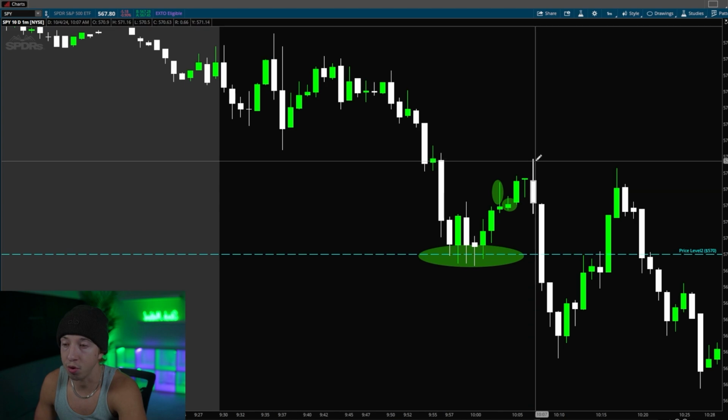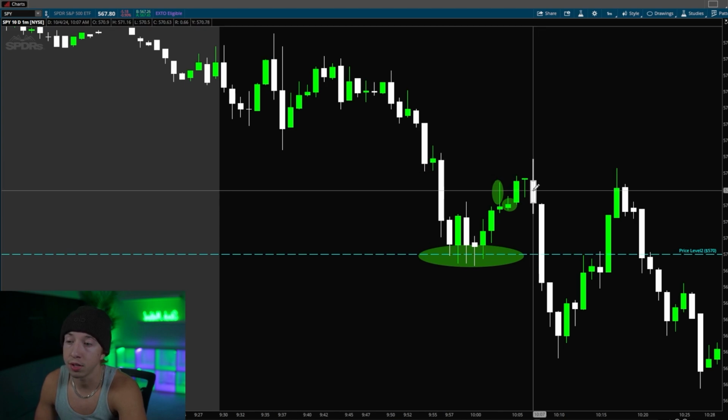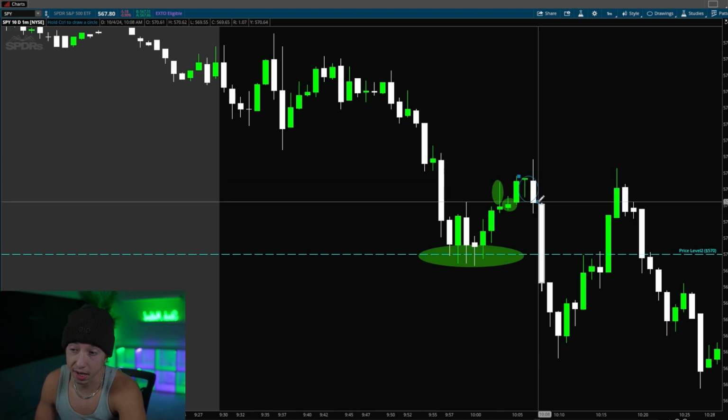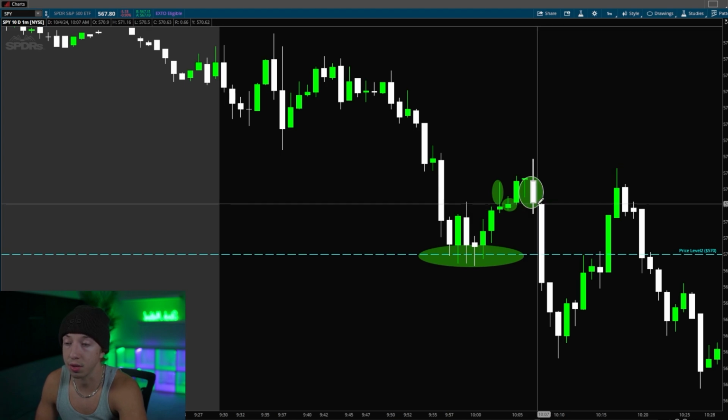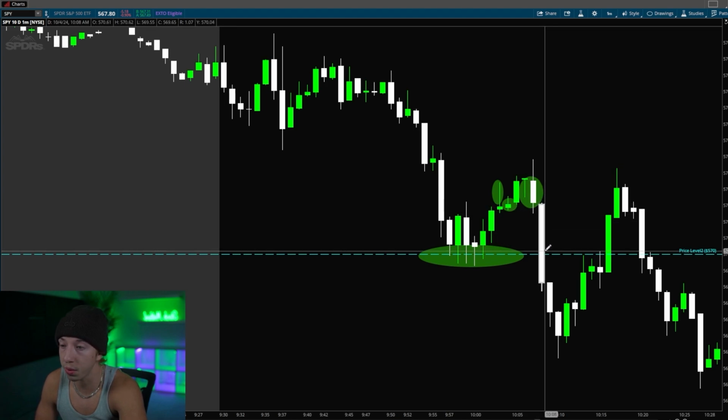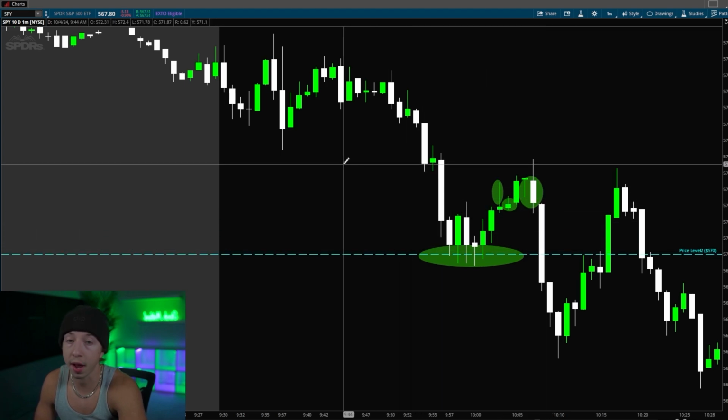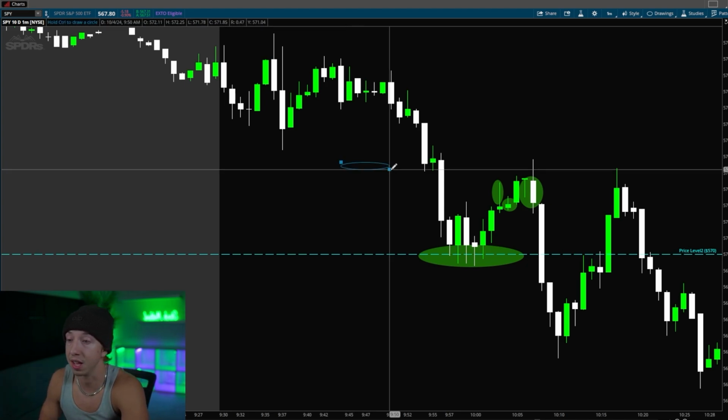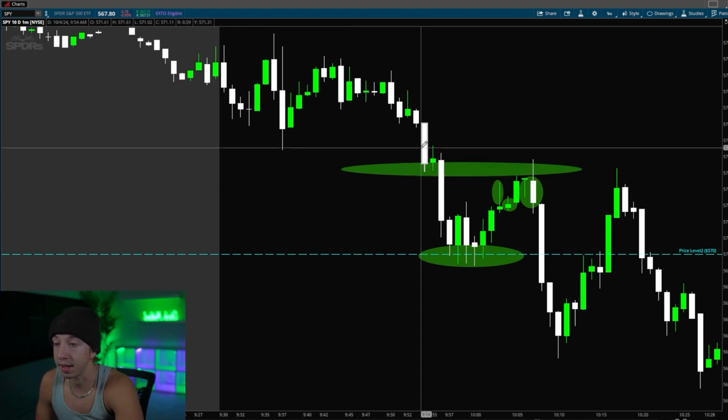We had a nice move right back down. Green to red. Sellers starting to take control. Next thing you know, this candle is going crazy all the way back down. Guess what happened previously at that level? This is where we started to react.